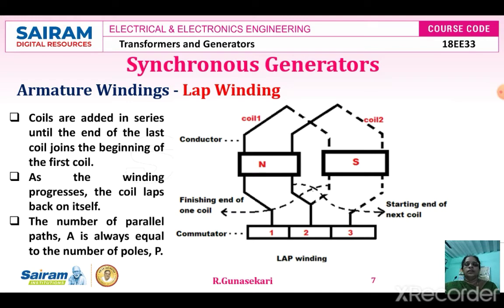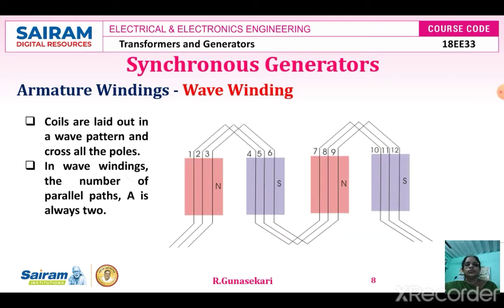Then wave winding. In the wave winding, the coils are laid out in a wave pattern and cross all the poles. You see the circuit diagram. The first slot is connected to the fourth, which is connected to the seventh, which is connected to the tenth. Like this the connection is there. So this is the wave winding. In the wave winding, the number of parallel paths A equals 2 only.